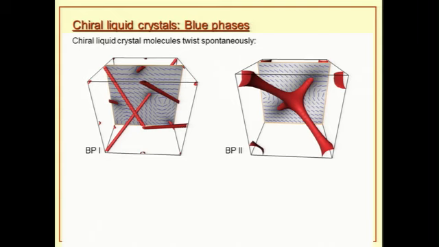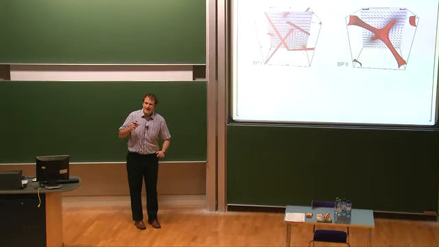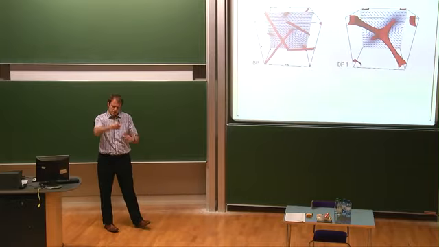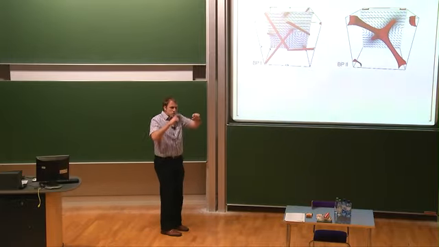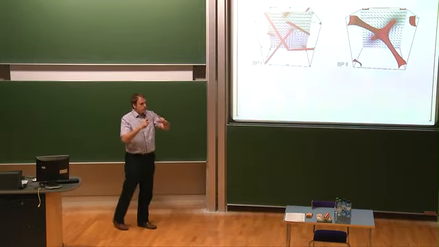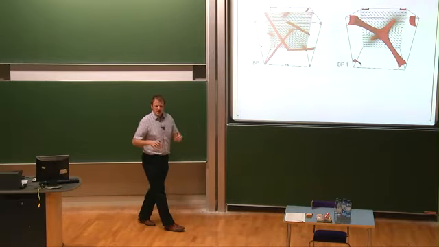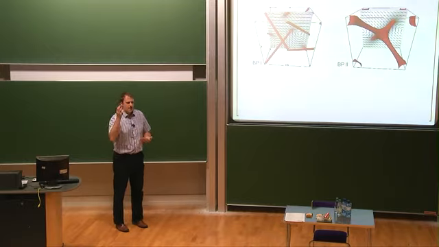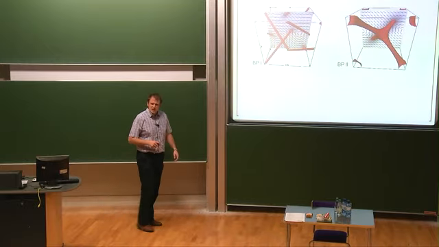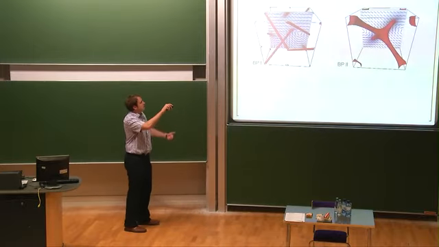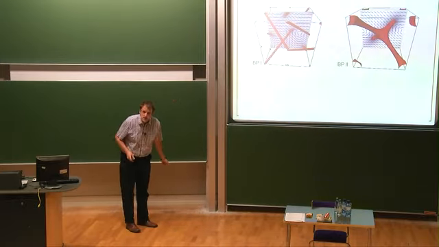I'll change the material. I will not use a nematic anymore, but a chiral nematic, actually a chiral nematic with quite a strong chirality. So you need to put in either dopants, or the molecules themselves need to be chiral, in order to get this chirality into the system. Chiral materials twist. However, if they want to twist hard, they start twisting in three directions, and you get phases which are called blue phases.